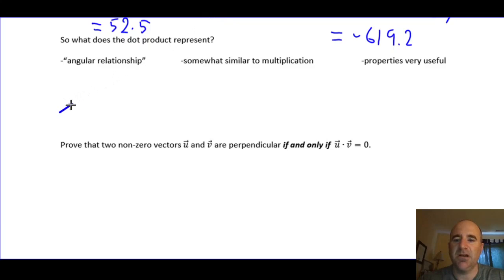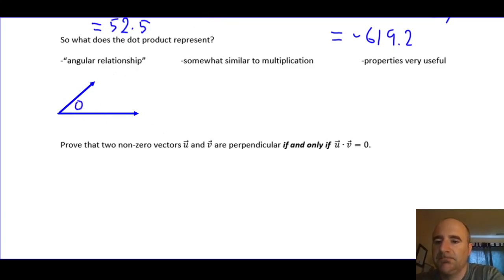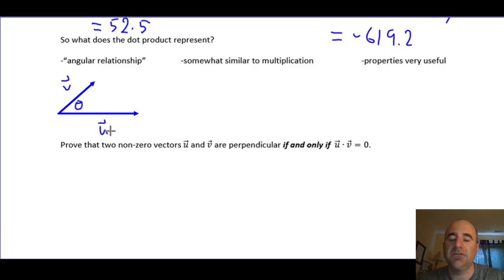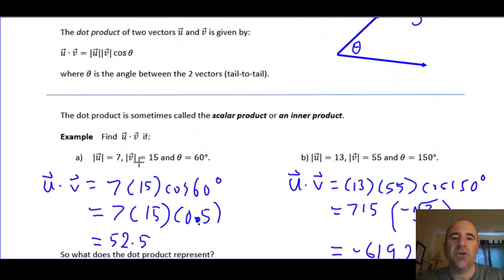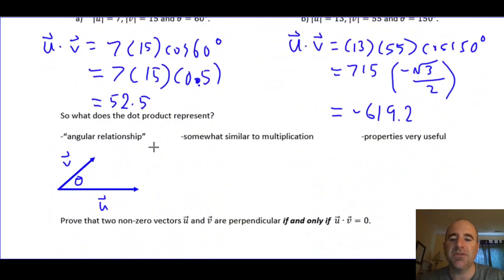Imagine you have two vectors, u and v, and of course you have the angle between them. You're multiplying the magnitude of u times the magnitude of v. So it's kind of like multiplication. You could imagine that to dot two vectors, you want to multiply their magnitudes together, but we don't quite do that. We also include the cosine of the angle between them.